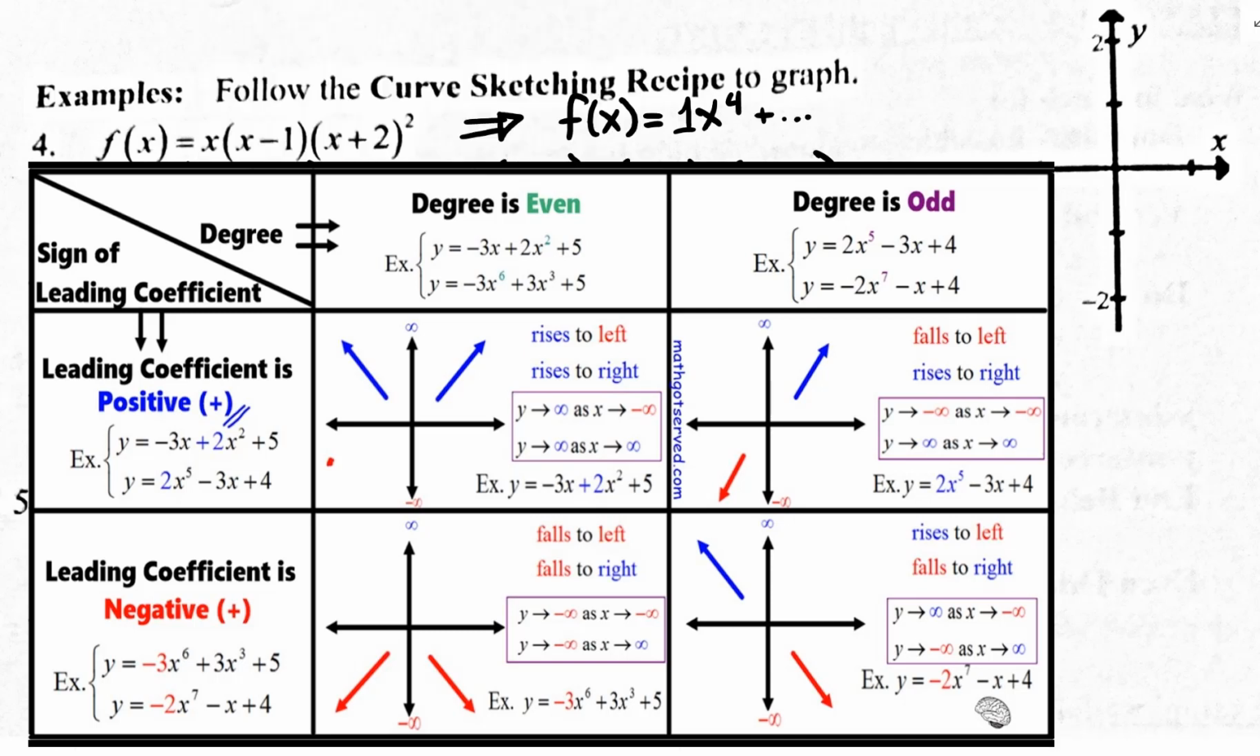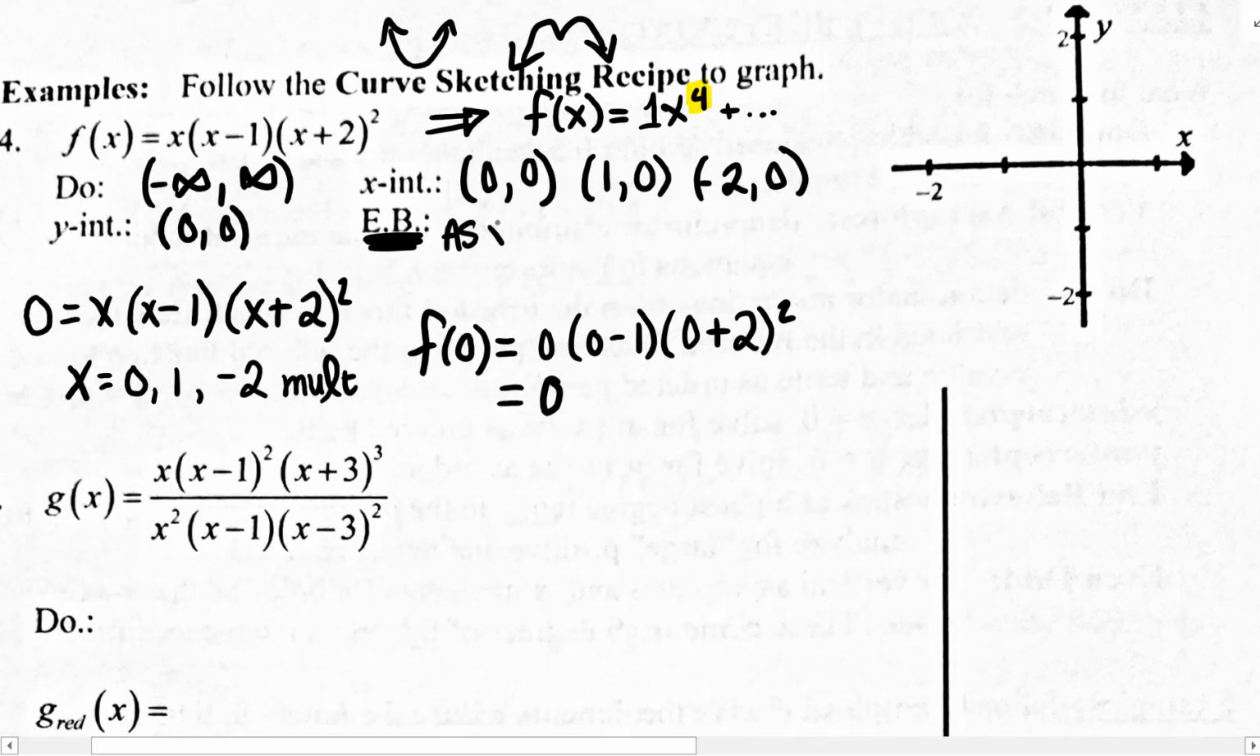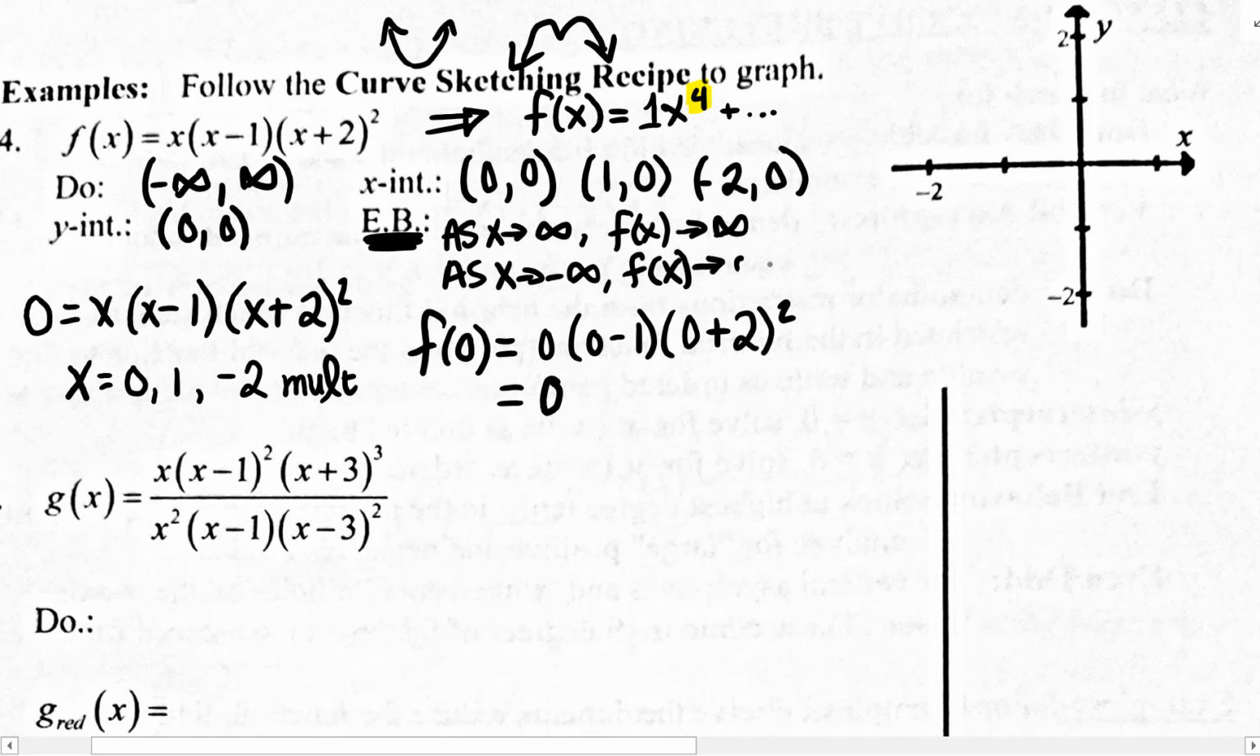If the degree is even, then your end behavior is the same. Either both sides will approach positive infinity, or both sides will approach negative infinity. The leading coefficient is positive, so we will be approaching positive infinity. As x approaches infinity, f of x approaches infinity. And as x approaches negative infinity, f of x is still approaching positive infinity. The degree is even, so the end behavior is the same.